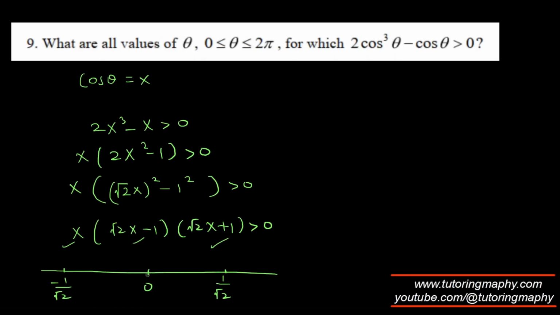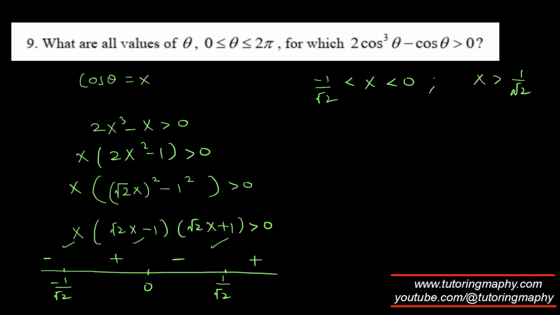Again, I put the test points, but I think all are linear, and the most right, if we put, let's say 100, 100 will make everything positive. And it will just alternate the signs. That's how it works if all the factors are linear, you just find the most right thing and then switch the signs. I need positive. So the positive happens when x is greater than negative 1 over root 2 and less than 0. And it also happens when x is greater than 1 over root 2.